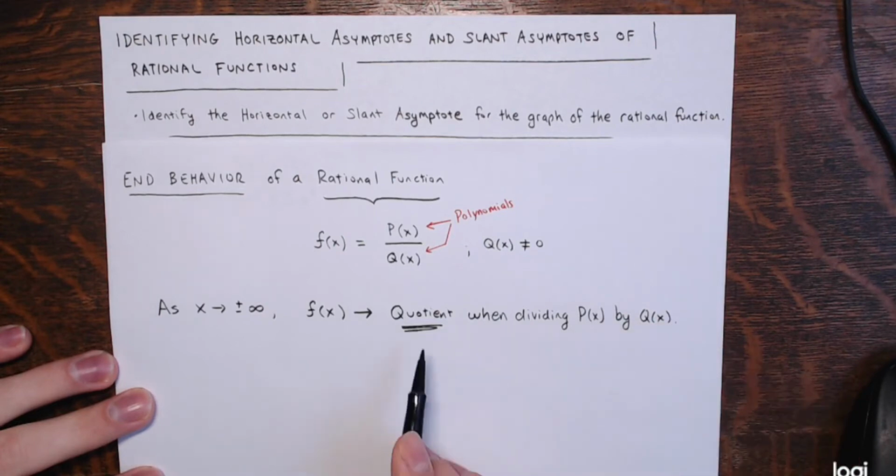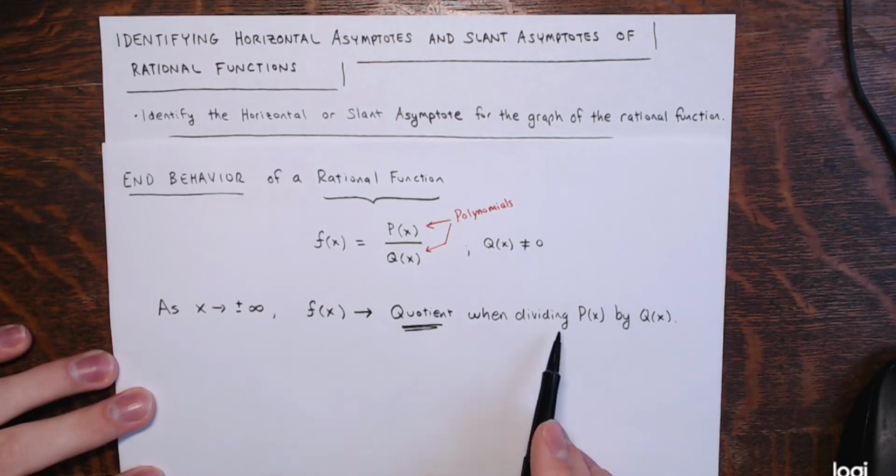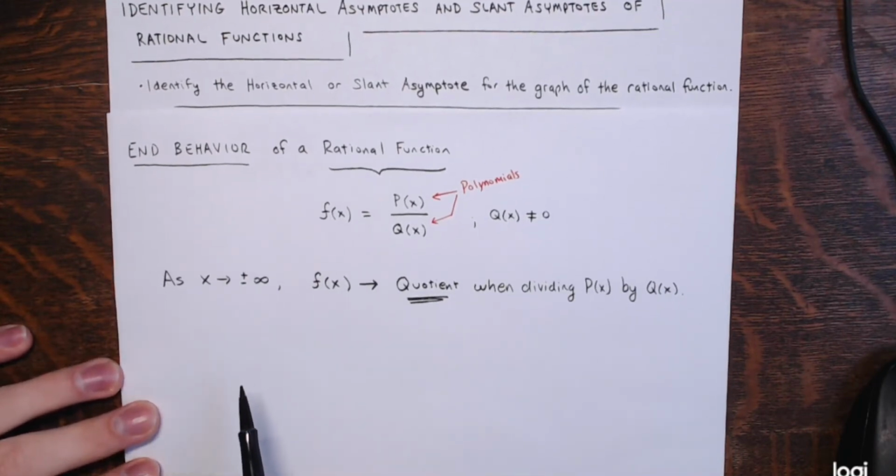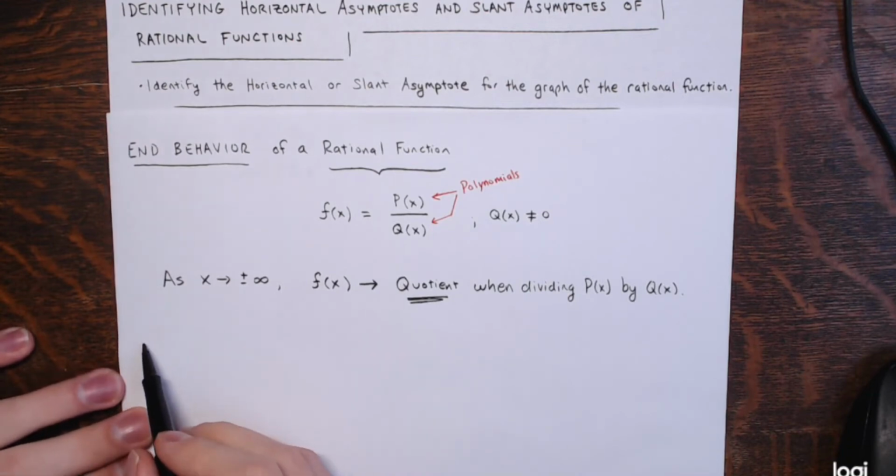If you know the quotient, remember there's a quotient and a remainder, when you divide p of x by q of x, these two polynomials, you'll know the end behavior for your rational function, what happens on the right end and left end as x goes to infinity and negative infinity. Alright, so here are the cases. Case 1.